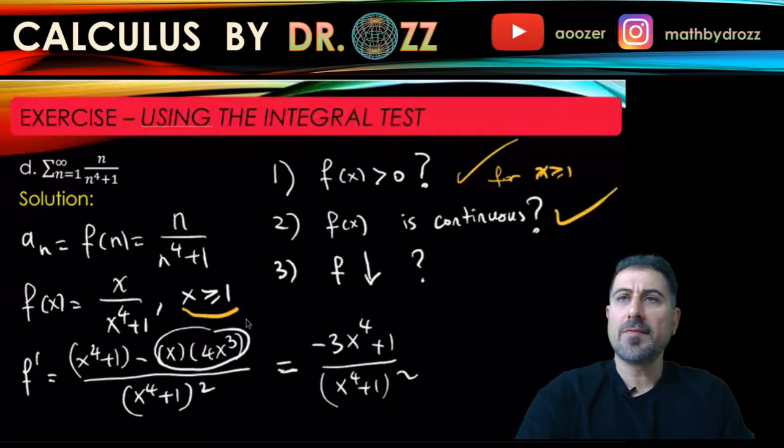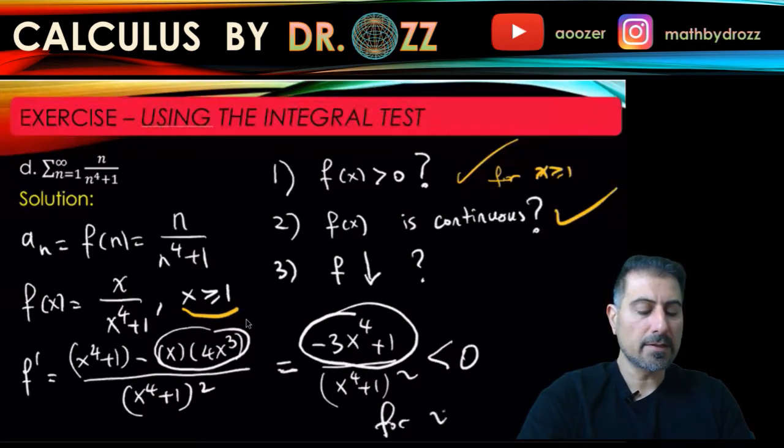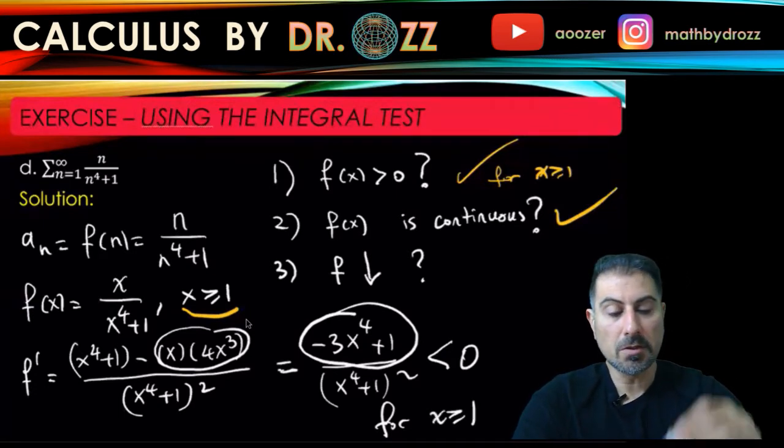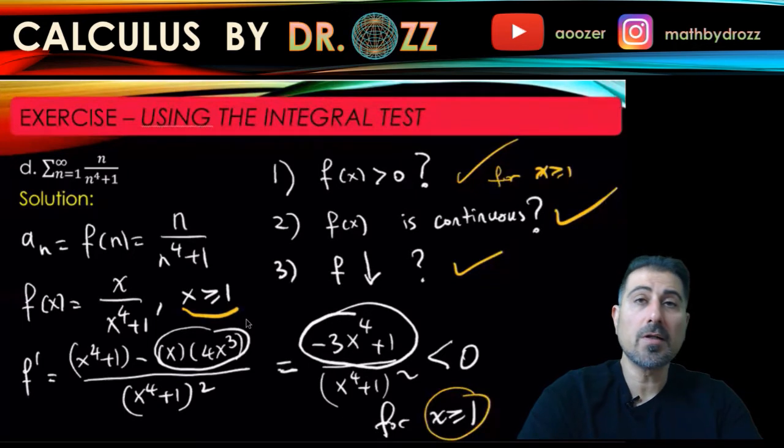And in this case, even if x equals 1, the top is always negative. The bottom is squared, so it's always positive. So this is negative for x greater than or equal to 1. This is the first derivative test to conclude what? f is a decreasing function. Okay. So we're safe within this interval, 1 to infinity, 1 included.